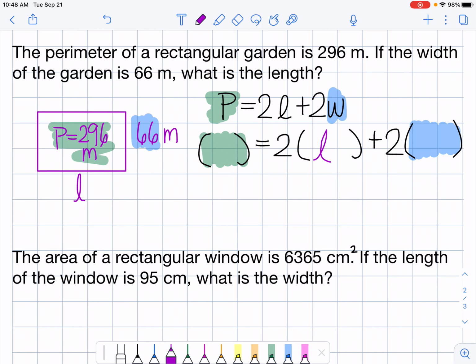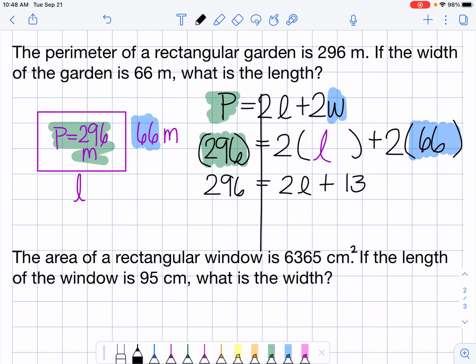My green, my perimeter, we know is 296. And I know that my width is 66, so I write that in here. And feel free to use a calculator, by the way. If you don't know what 2 times 66 is off the top of your head, that's okay. You can use a calculator. So I'm going to multiply out first 2 times 66, so I get 296, and I'm going to put a line down the middle, equals 2 times L plus 132.